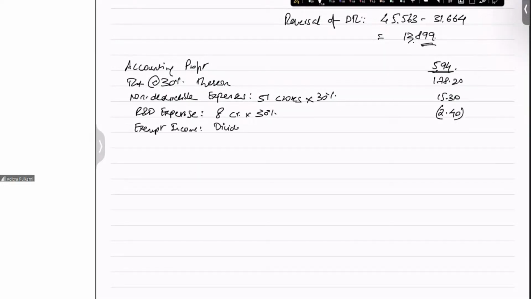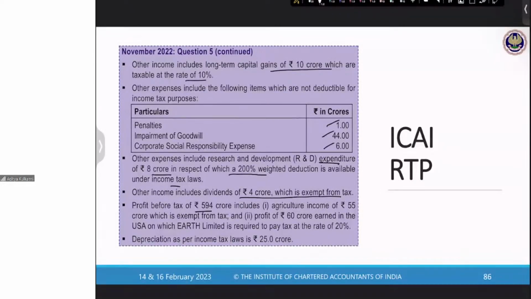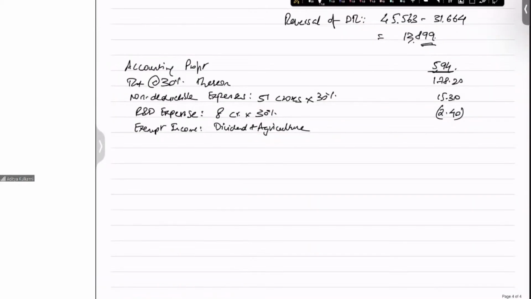Dividend plus agriculture. So total is how much? 55 plus 4, 59 crore. 59 into 30%. So that gives you 17.7. Next, long-term capital gain.